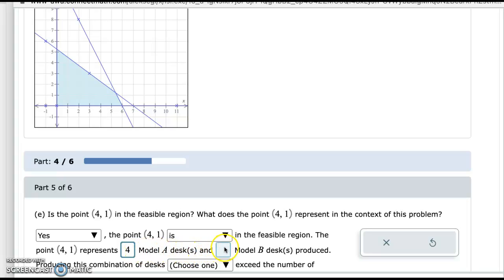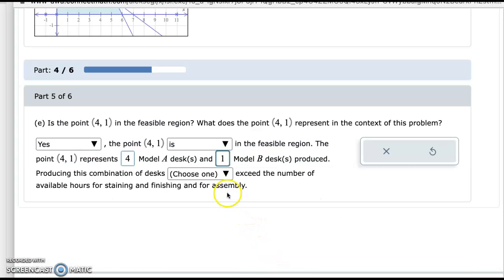The 4 is the x value. That represents the model A DES. 1 is the y value, and it represents the B DES. Producing this combination of DES would exceed the number? No, it would not, because the feasible region represents the less than or equal to 21. So I would say no here. So let me hit check answer.